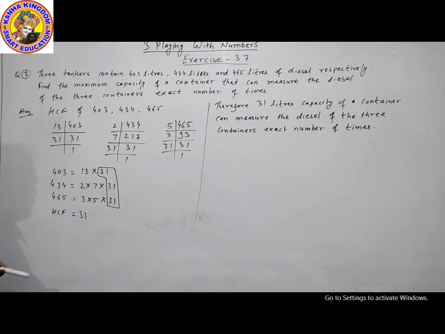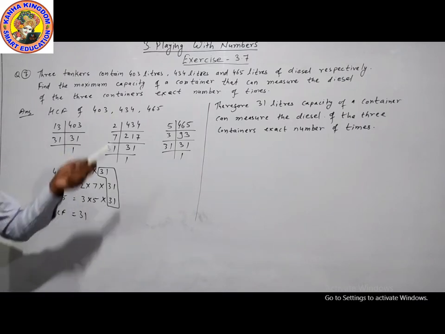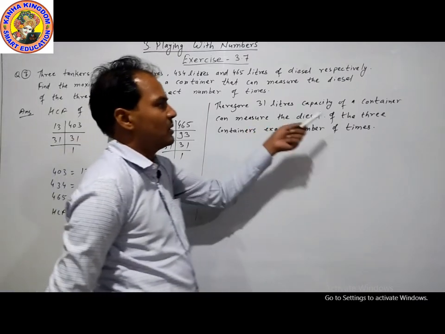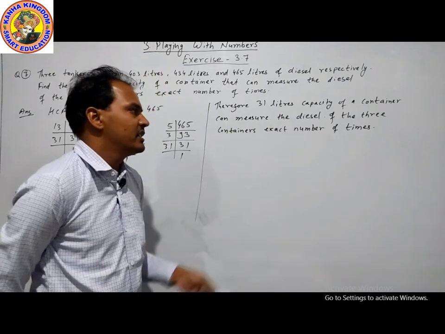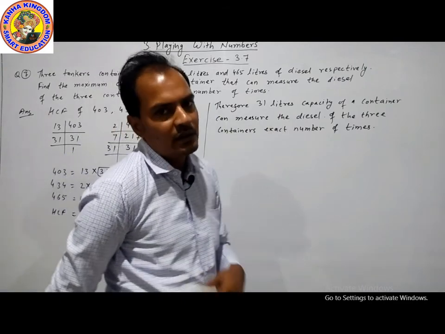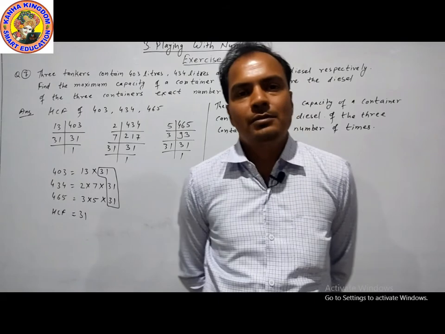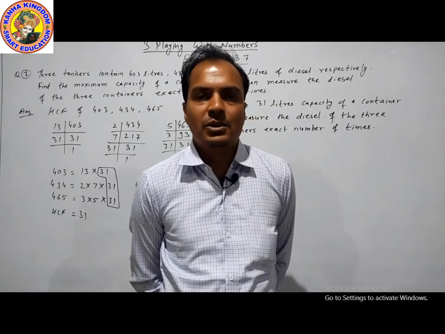HCF is the common factor between them. The common factor is 31. So 31 is our HCF. Therefore, a 31 liter capacity container can measure the diesel of the 3 containers an exact number of times. You can take a screenshot of this. We will move to our next question.